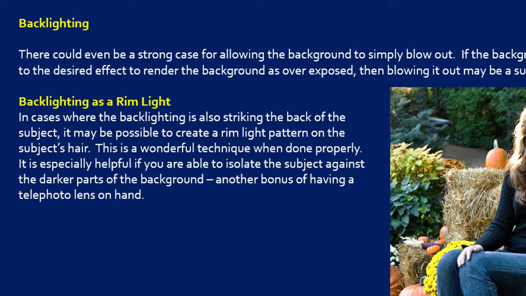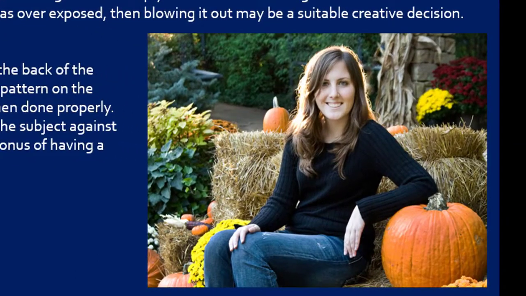Now here's backlighting used as a rim light. The backlighting is really strong. If she turns towards that light, it would be pretty bright and pretty intense. But this was a scenario where I found a nice medium to dark background that I could use, and then just allow that ray of sunlight that's striking across the back of her to create a really nice rim light on her hair.